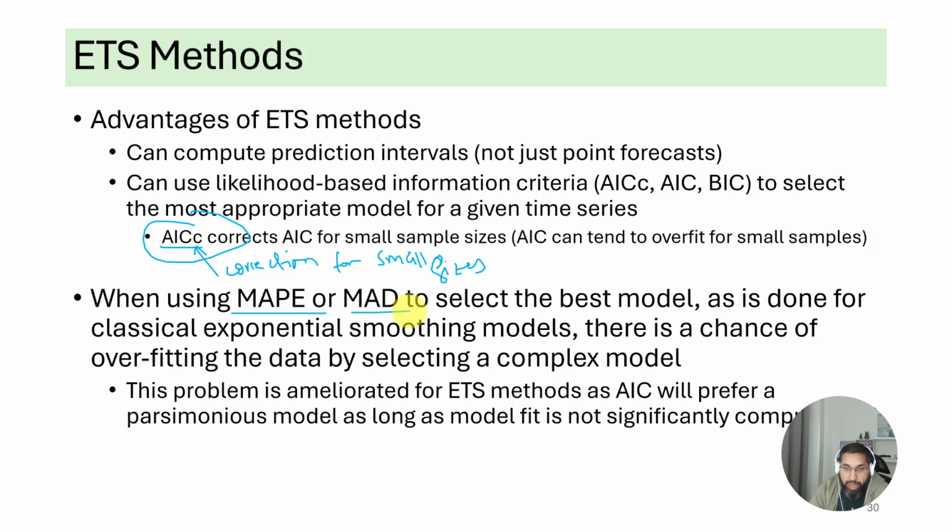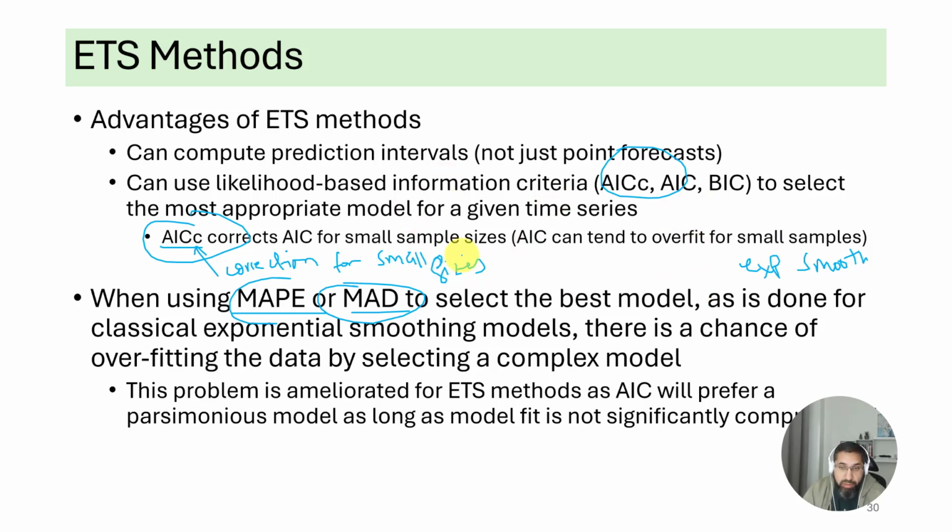When using MAPE or MAD, that you have to use for exponential smoothing because there's no AIC value for exponential smoothing. So for exponential smoothing, you can select the best method using MAPE or MAD, but there is a chance you might overfit the model because a more complex model with more terms, more damping, seasonality, trend, everything, the kitchen sink thrown in, will tend to give you lower MAD and MAPE, right?